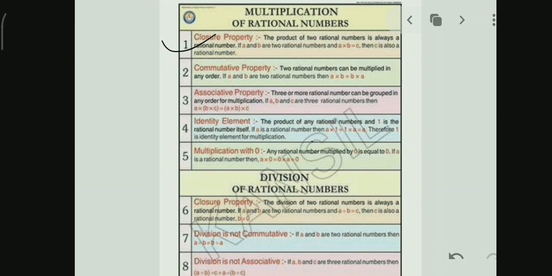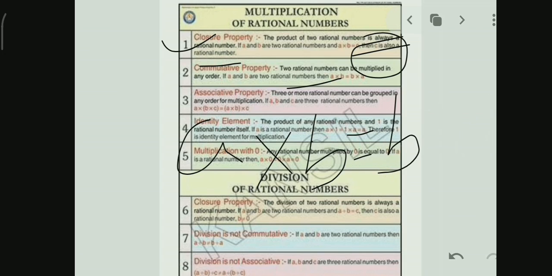If we see the closure property, if we multiply two rational numbers, it will always give a rational number, correct? If we multiply any two rational numbers, it will always give a third rational number. This is the closure property. Then we come up with the commutative property. The commutative property says that if we multiply two rational numbers, they can be in any order. Correct? If we multiply a, let's say this is a rational number, with b, that will always be equal to b multiplied by a.